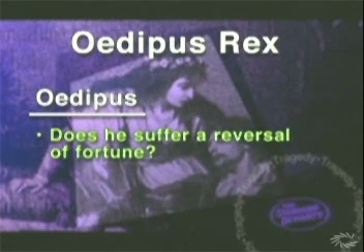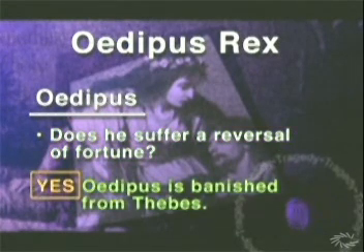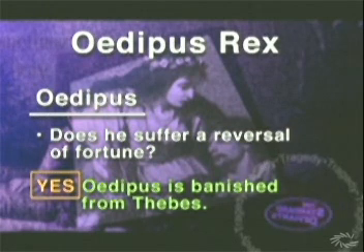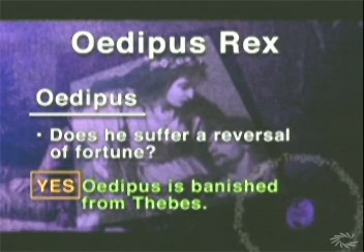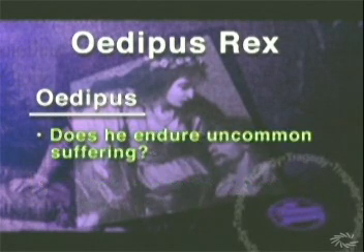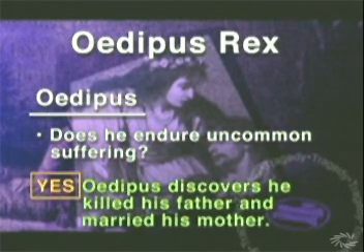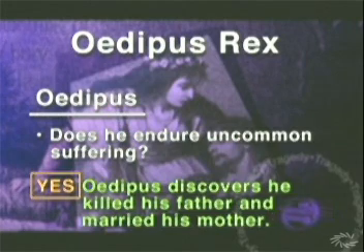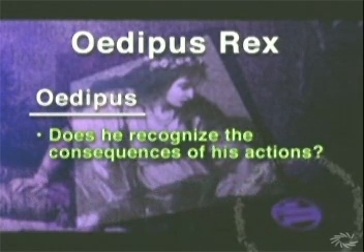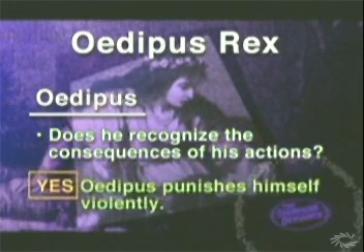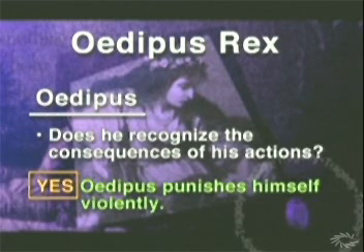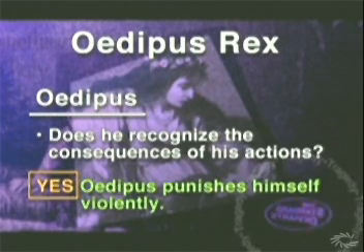Does he suffer a reversal of fortune? You bet. When the play opens, Oedipus is the king. By the end, he's banished from the city. That's a real 180-degree turnaround. Does he endure uncommon suffering? I would say that finding out you killed your father and married your mother qualifies as uncommon suffering. Next question. Does he recognize the consequences of his actions? Yes. He realizes he has brought the plague upon the city and punishes himself violently.